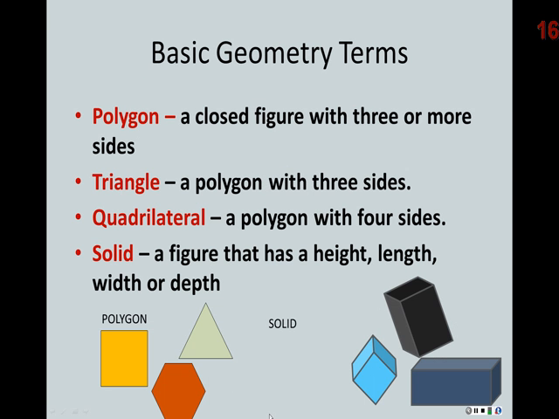All right, so a polygon is a closed figure with 3 or more sides. A triangle is a polygon with 3 sides. I want to go through some of these with you. Quadrilaterals have 4 sides. And a couple of quadrilaterals are squares, a rhombus, a kite, and there's one other one I can't think of right now.